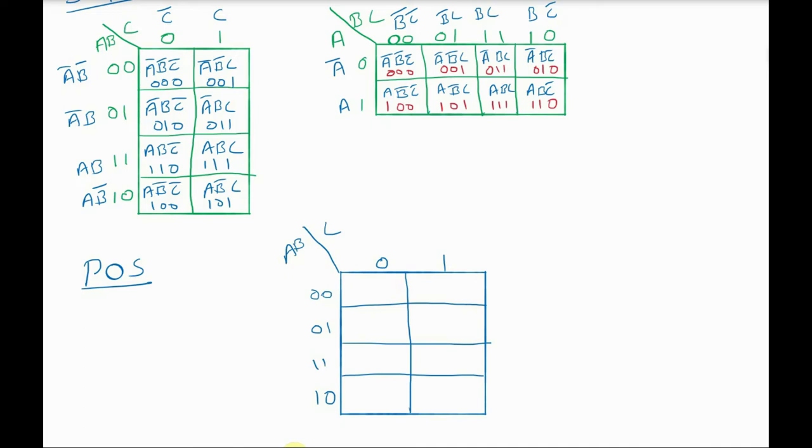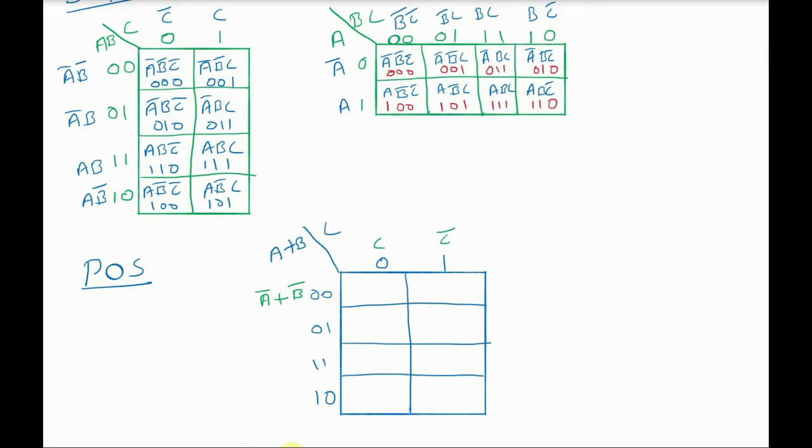So here the value of C is 0. Actually, we can clearly mention it as A plus B. It is not AB. It is A plus B, because in product of sums, we have sums. C is 0, so the value of C is C, not C bar, because in the POS expression it is C. Here A is 0, that is A bar, plus B is 0, B bar.